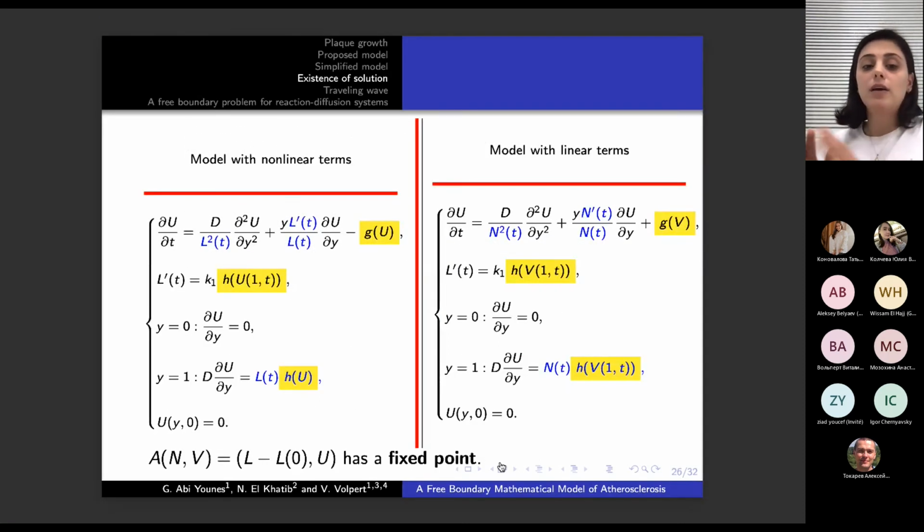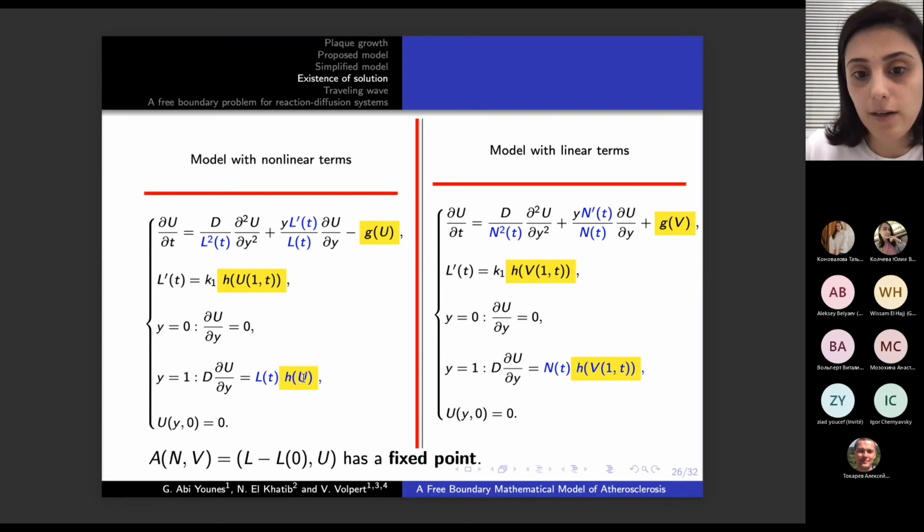I recall we had a model with nonlinear terms. The nonlinear terms are highlighted in yellow. We introduced the new functions N and V. We had this model with linear terms. Then we had this operator NV that maps for NV L minus L0U. It has a fixed point. What does it mean?